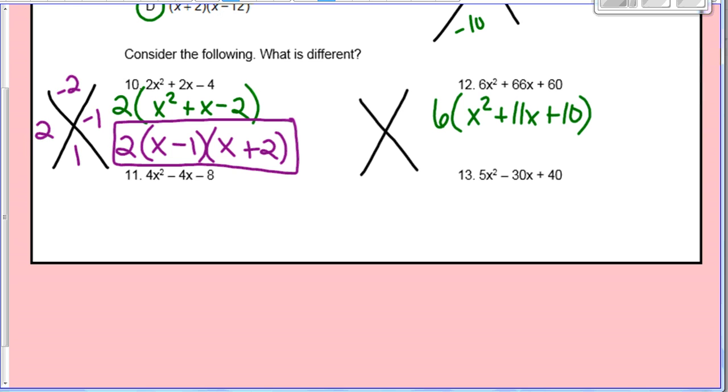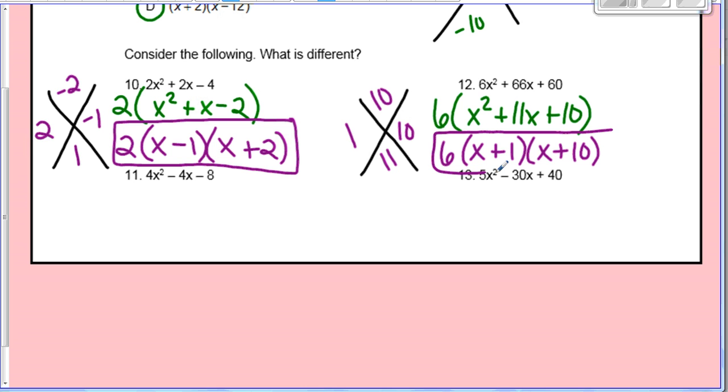So on the inside, my c is 10 and my b is 11. So I've got 1 times 10, 5 times 2, so obviously 1 times 10. So I've got 6 times x plus 1, x plus 10. And that's my answer. So y'all try the bottom 2 on your own. Go ahead and pause it, and then when you resume, I should have your answers ready.